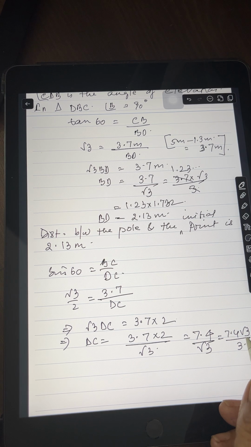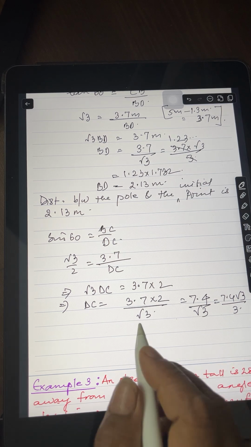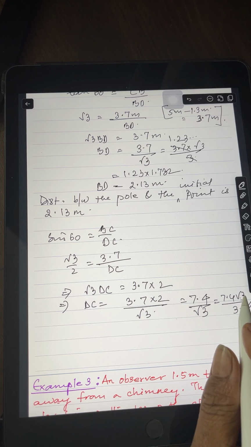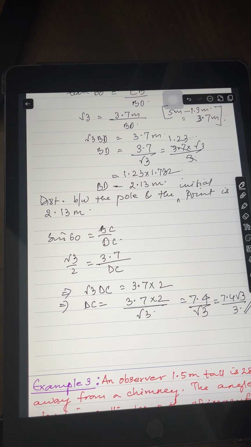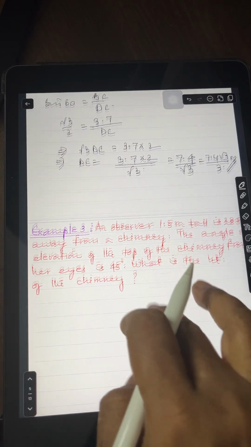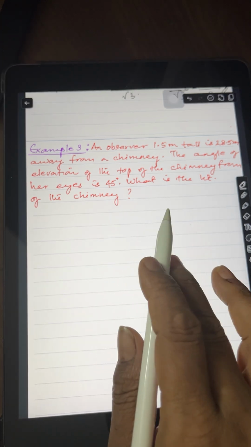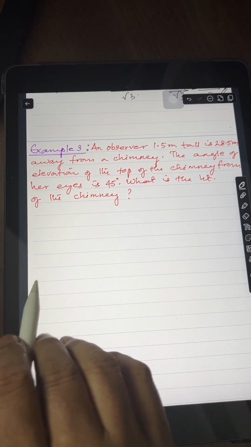Now what you will have to do, you can find the value in decimal. For that you will have to multiply, and that is your task. You multiply by 1.732 and then divide by 3. You will get the perfect answer. Okay, this is meter here. Clear? Okay, the next example is, an observer 1.5 meter tall is 28.5 meter away from a chimney.